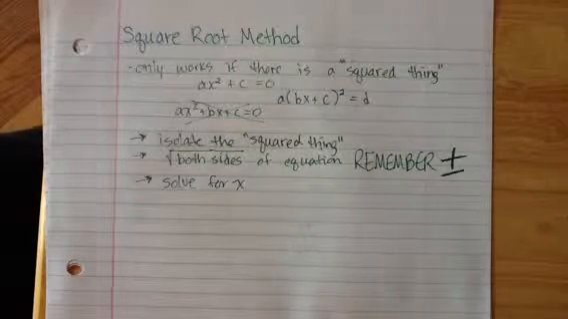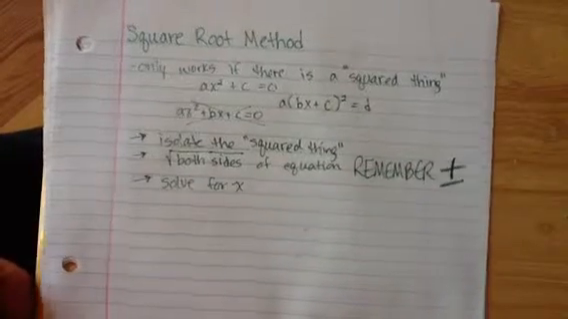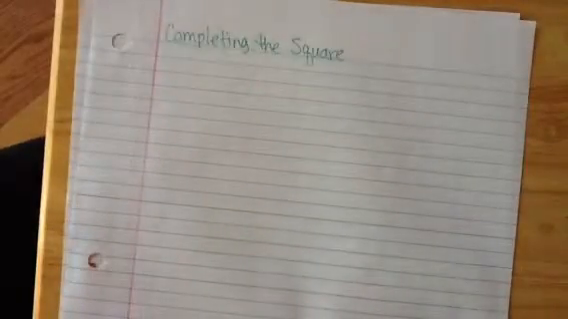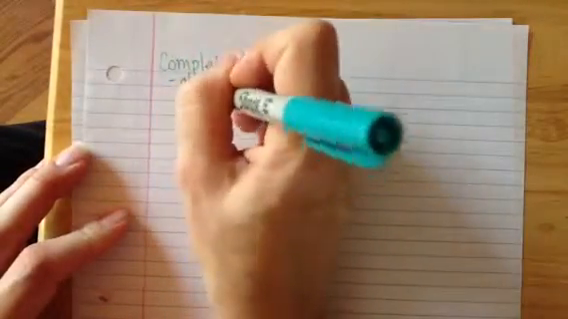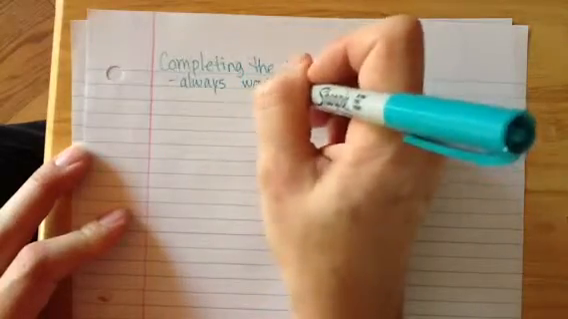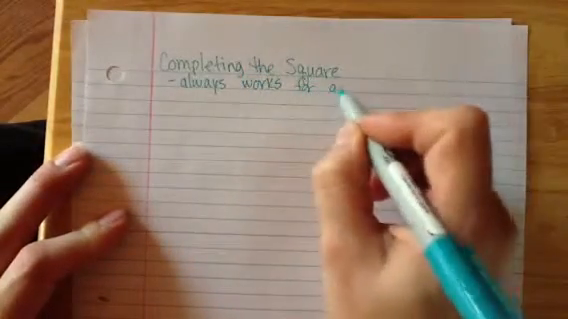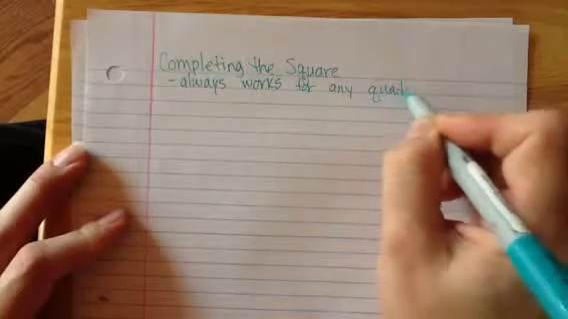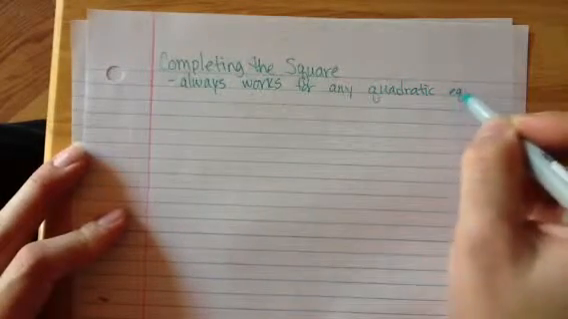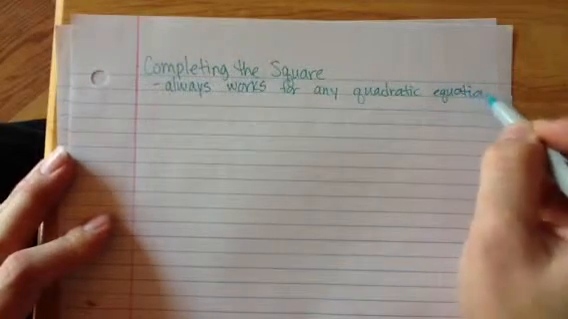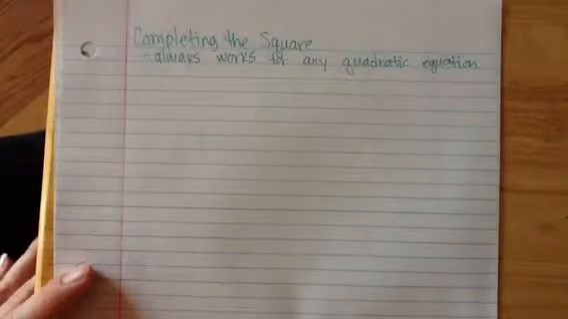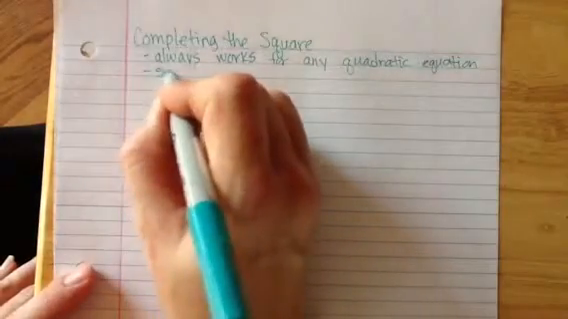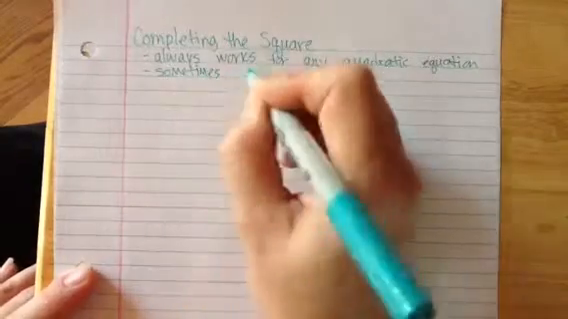The third method that we studied was completing the square. Now, completing the square will always work. This will work on any quadratic equation. If you remember the equations that we started out with, they were a lot simpler than the equations we ended up working with. That's because it sometimes gets messy when you have to deal with fractions.